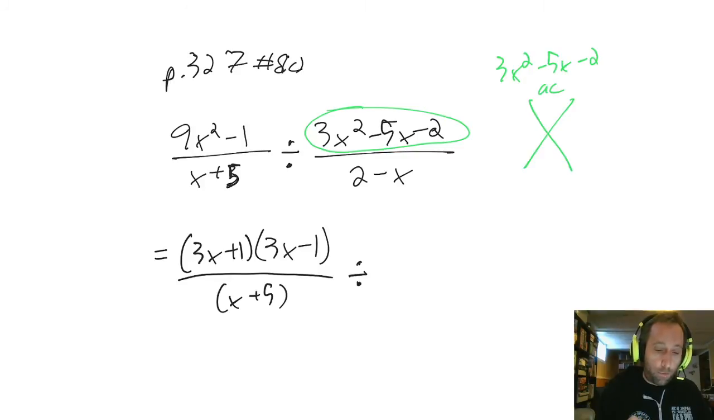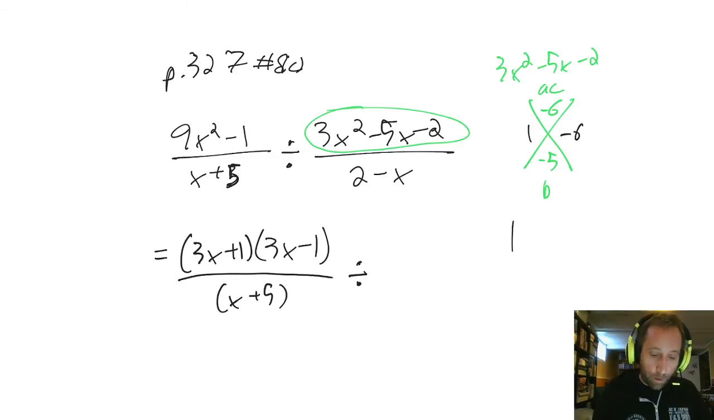So we want two numbers that multiply to give a times c. That's a negative 6. We want two numbers that add to give b. That's a negative 5. I believe that's going to be a negative 6 and a positive 1. So they add to give negative 5. They multiply to give negative 6.